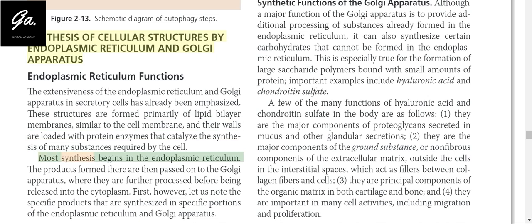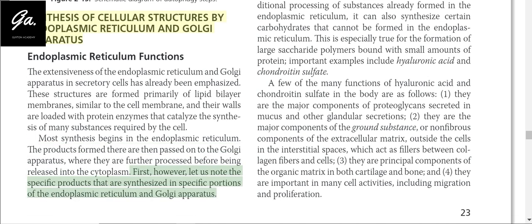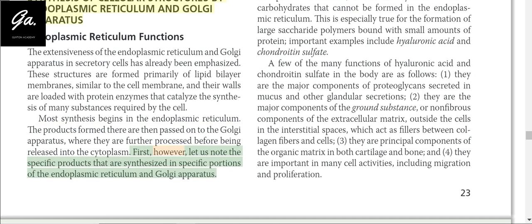Most synthesis begins in the endoplasmic reticulum. The products formed there are then passed on to the Golgi apparatus, where they are further processed before being released into the cytoplasm. First, however, let us note the specific products that are synthesized in specific portions of the endoplasmic reticulum and Golgi apparatus.